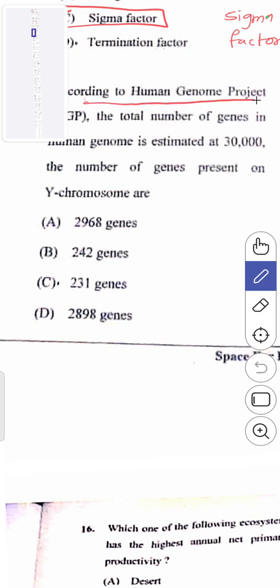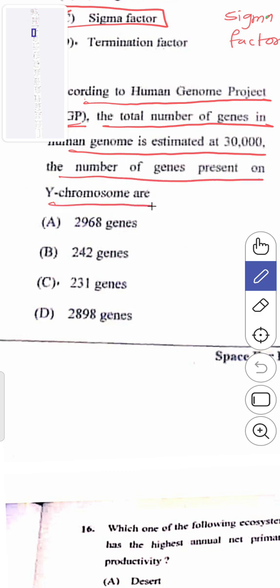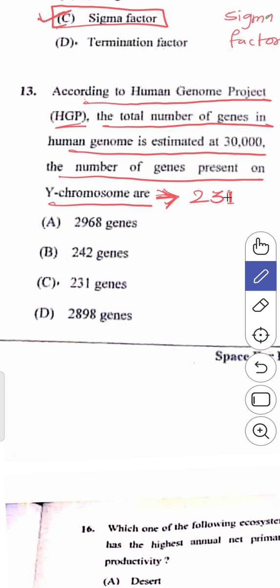According to the Human Genome Project, that is HGP, the total number of genes in the human genome is estimated at 30,000. The number of genes present on the Y chromosome is? So in the Human Genome Project, they have estimated that around 30,000 genes will be present. They are asking how many genes will be seen in the Y chromosome. They have given 231 genes in the Y chromosome.